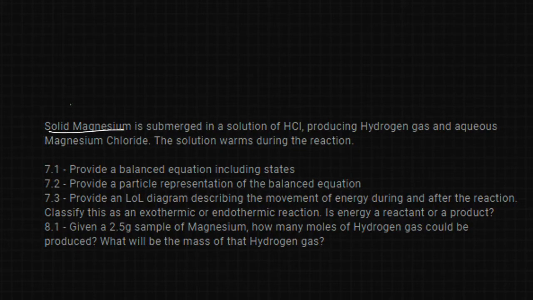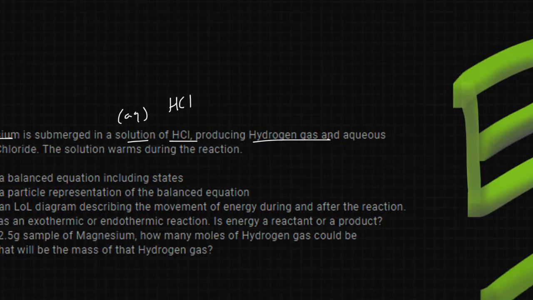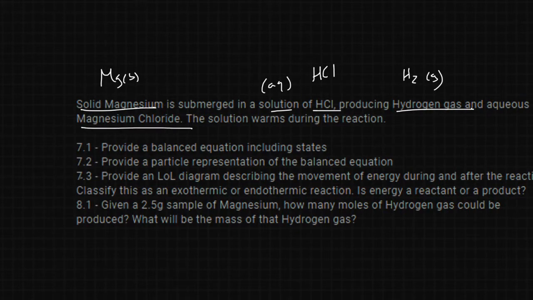Solid magnesium, that's Mg, that's a solid, is submerged in a solution of HCl. Solution means this is going to be aqueous. Produces hydrogen gas. Now, hydrogen is a Hofbrinkel, so it's not just H, it's H2, and it's a gas. And we have aqueous magnesium chloride.